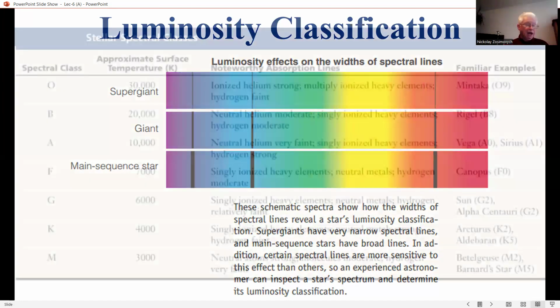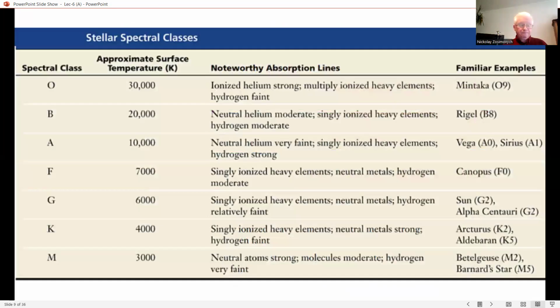You can look at a star's spectrum and tell roughly how big it is. Size categories derived from the spectra are called luminosity classes because the size of the star is a dominating factor in determining luminosity. Supergiants, for example, are very luminous because they are very, very large.